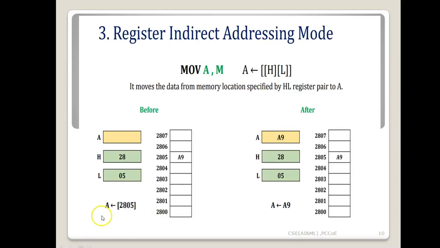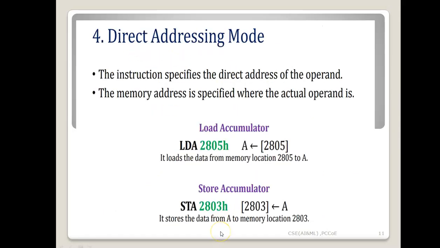So just take an example. Before, if the content of the registers is: A is empty, H is 28, L is 05. So the memory location is specified by the HL register pair. Now what is the address formed? 2805. So we have to go to 2805. Here the data is present. The data is A9. Where do you have to move this data? You have to move that data into the A register. So after executing this instruction, what is the content of the A register? The content of the A register is A9. Okay, so this is register indirect addressing mode.